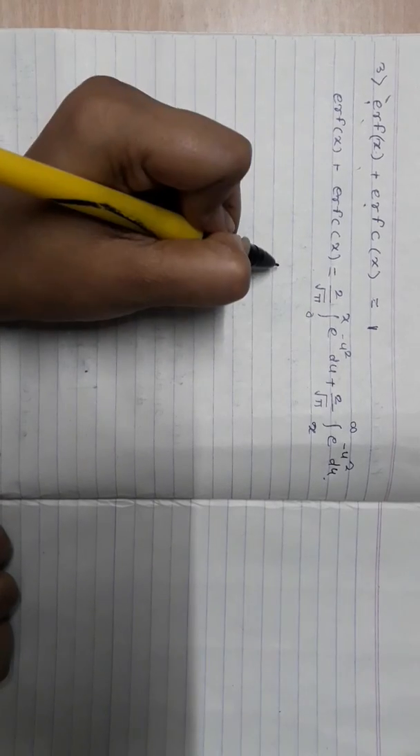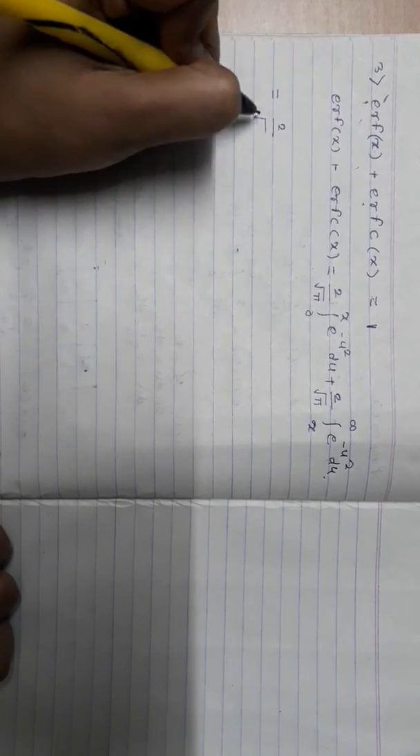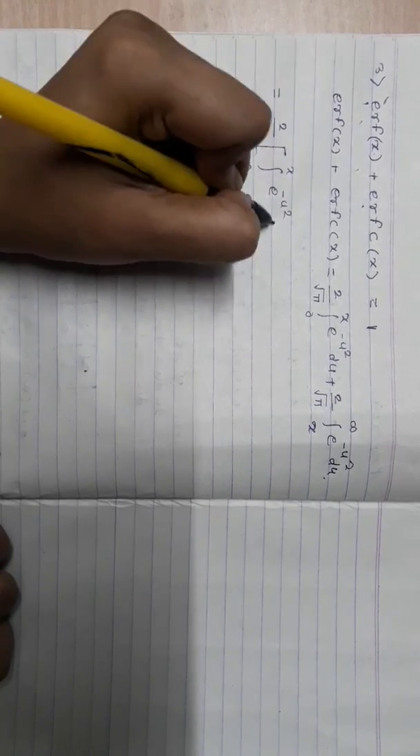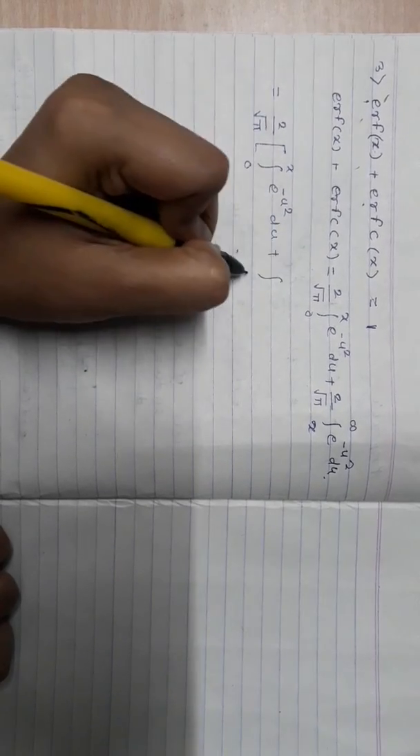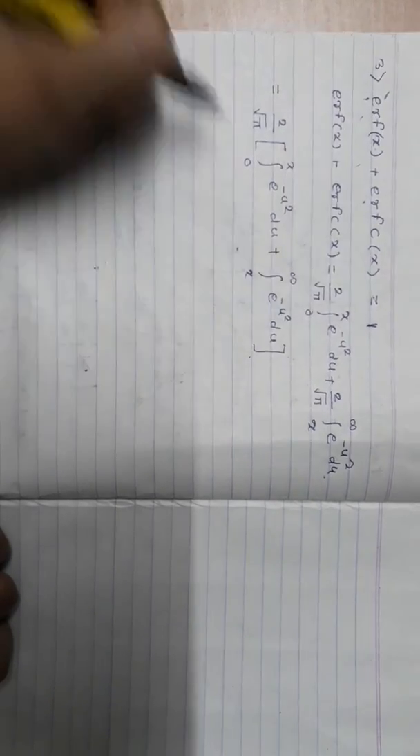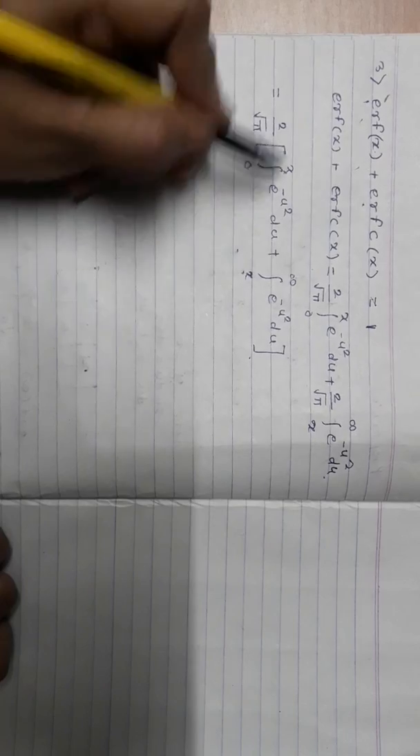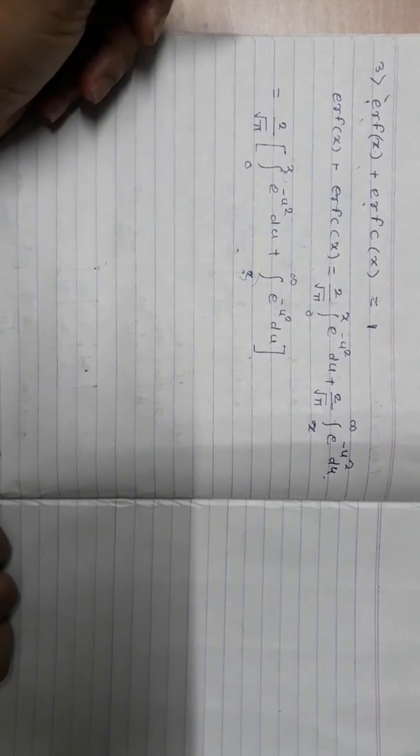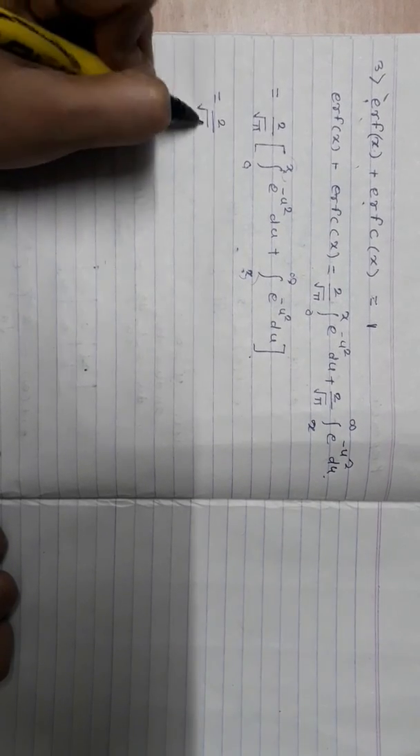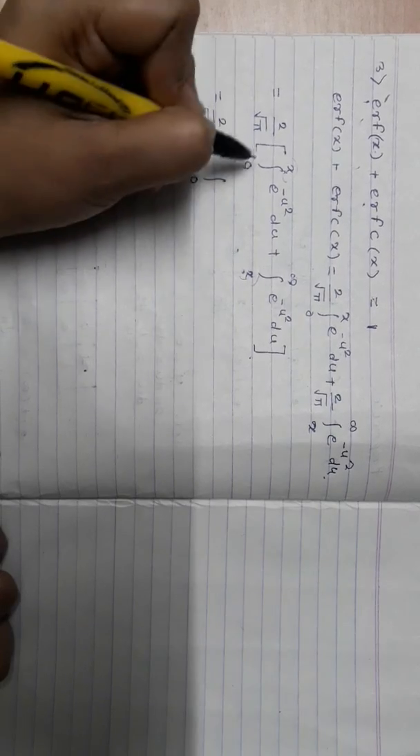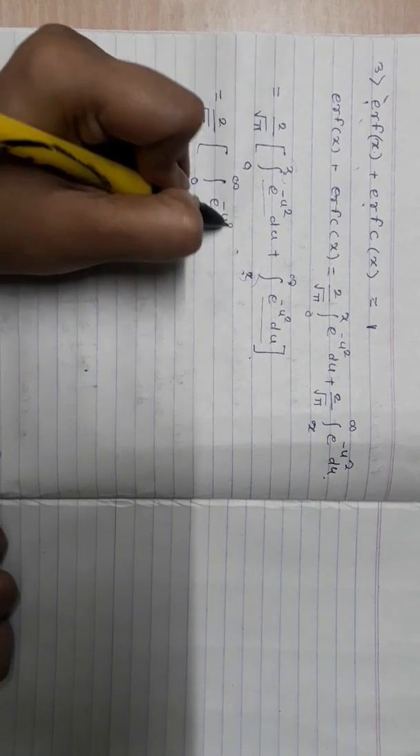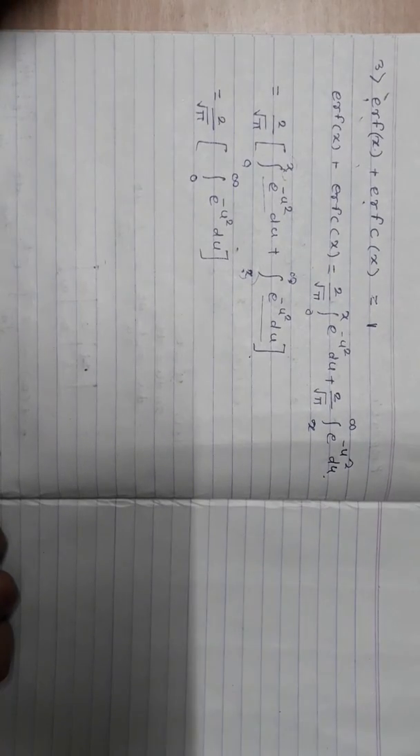And let's take the common part together. The common part is 2 over root pi. So inside, what remains? Integral 0 to x of e raised to minus u square du plus integral x to infinity of e raised to minus u square du. I can combine these two integrals since x is just a middle point of the interval 0 to infinity. So I can write this directly as integral 0 to infinity of e raised to minus u square du, combining the two integrals.